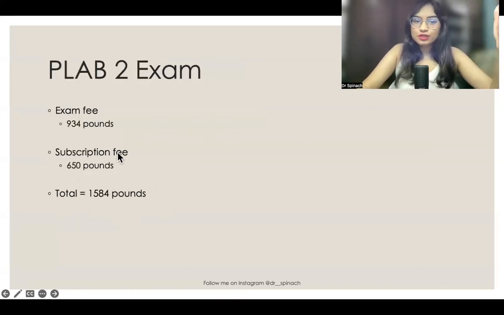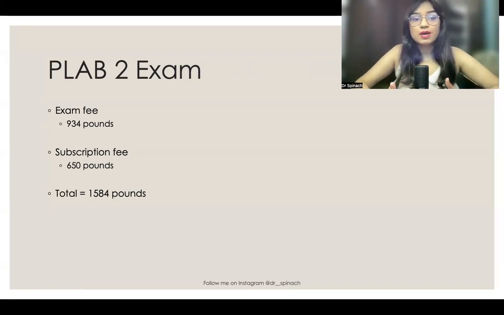Moving on, we have PLAB 2 exam. Now, PLAB 2 exam fee is £934 as of the recent updates. Now, if you are going to take an academy, this is going to cost you around £650. So for PLAB 2 exam, you're going to spend around £1,584 in total.